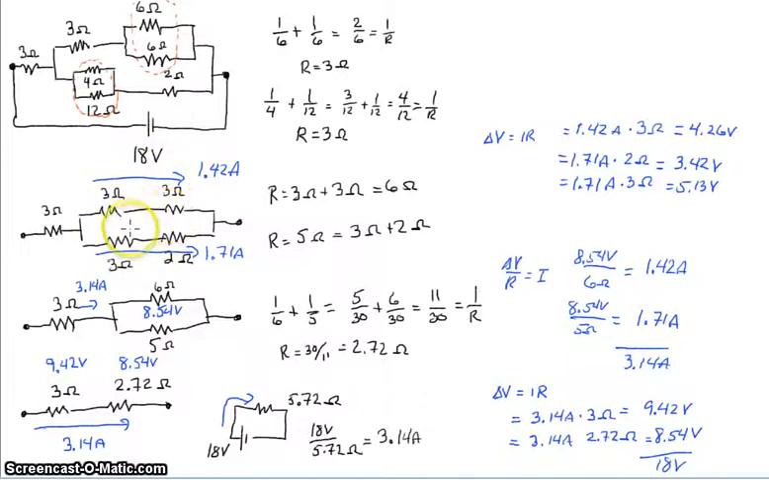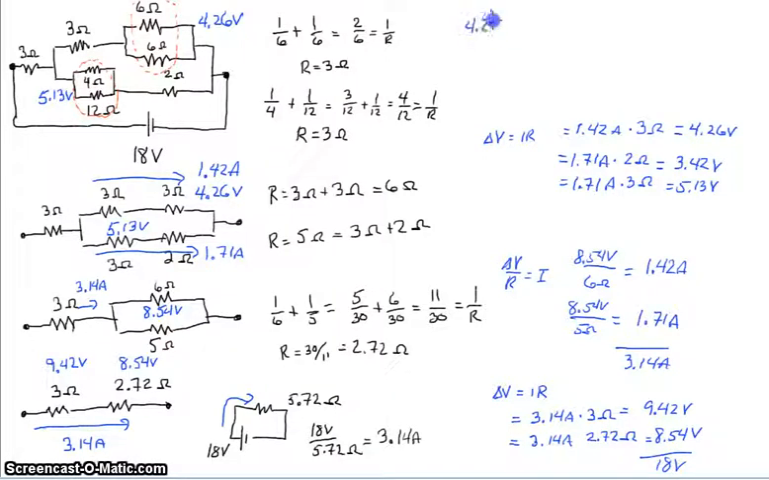Now we can continue on looking at the 3 ohm resistor here, which has 5.13 volts, and the 3 ohm resistor up top, which has 4.26 volts. So now we're going to come back to our red circles up here. For the 12 and the 4 ohm resistors, we are going to have 5.13 volts across each, and for the two 6s, we will have 4.26 volts each.